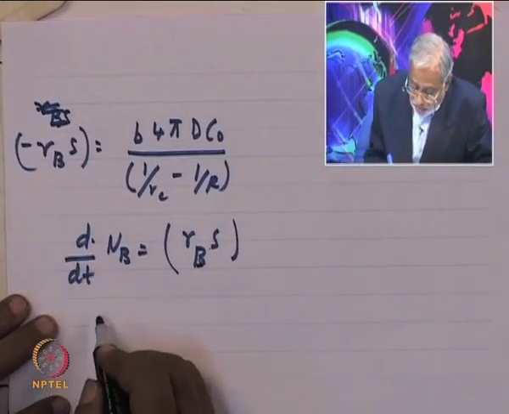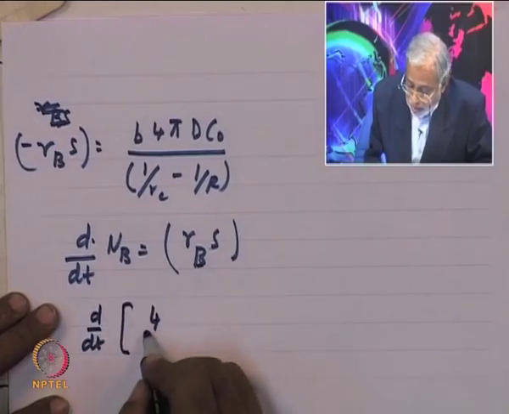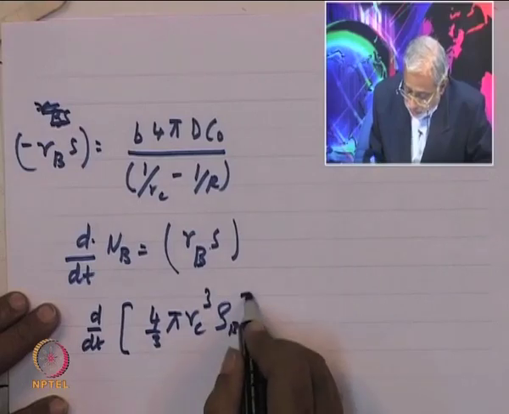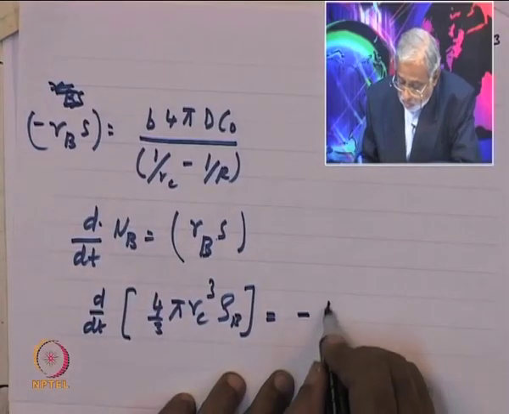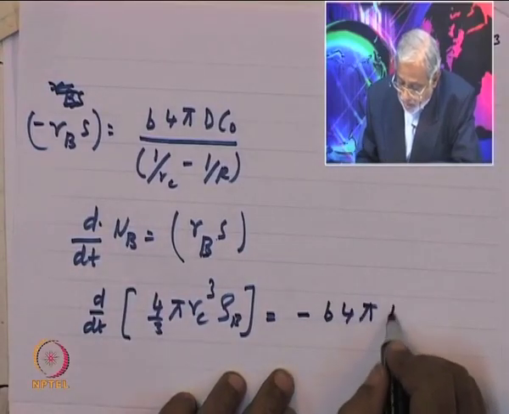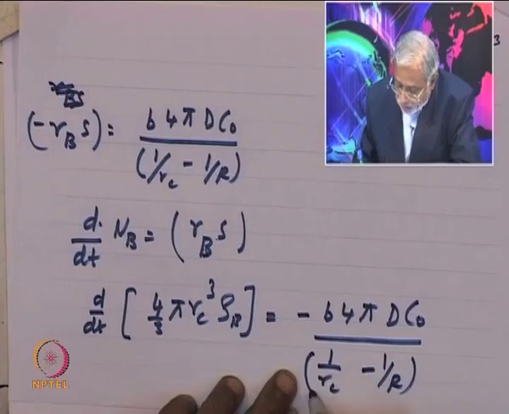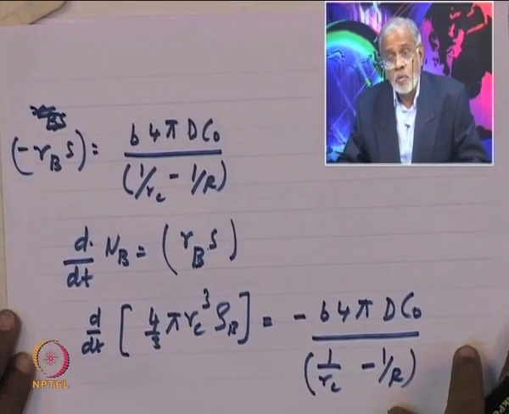Now, what is the left hand side? d by dt of n b. What is n b? 4 by 3 pi r c cubed rho b. We know this. What is r b s from here? Minus of b 4 pi d C naught divided by 1 by r c minus of 1 by r. Is this clear?